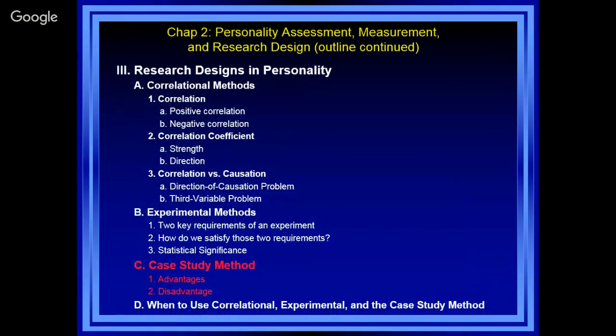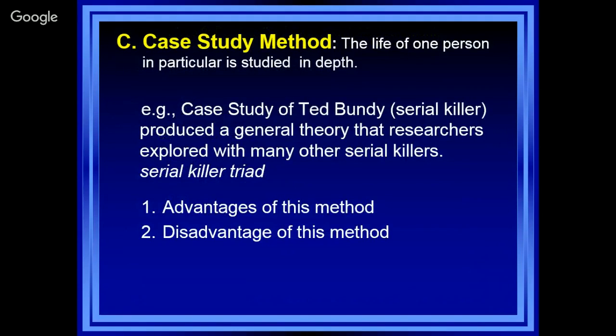Okay, so we've just done correlational methods. We've just done experimental methods. Now let's talk about case study. So case study, defined up there after the yellow term. It's the life of one person in particular being studied in depth.